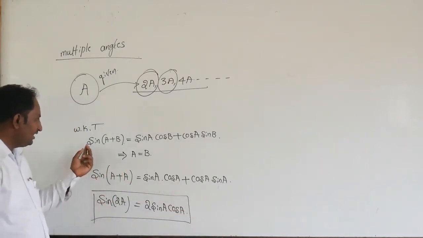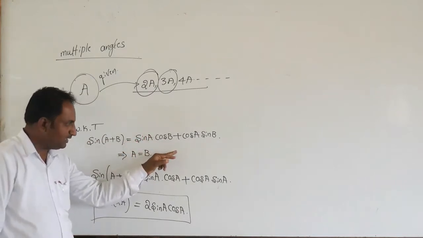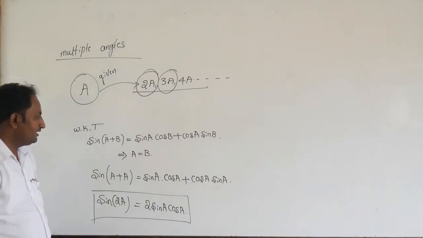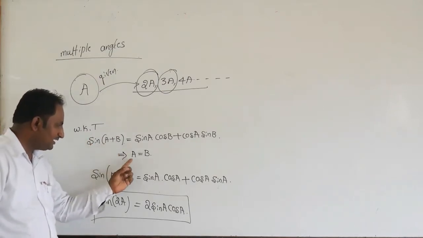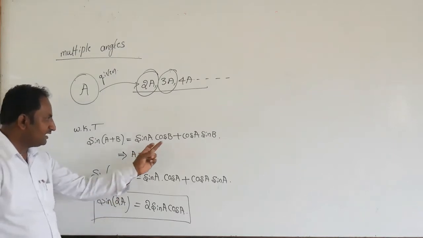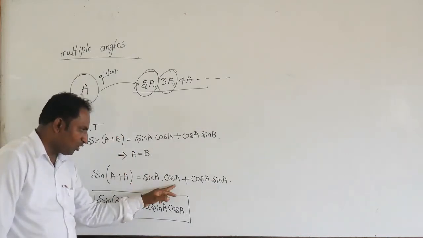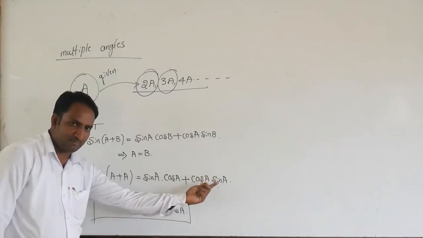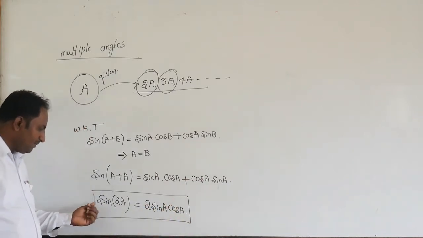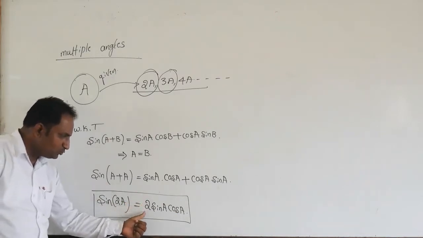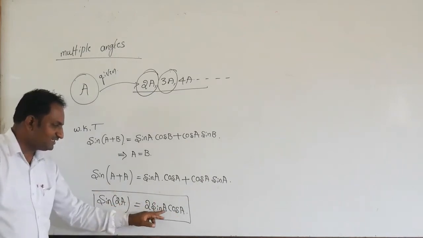This formula comes from sin of A plus B, which is sin A cos B plus cos A sin B. Suppose angle A is equal to angle B, then we can put A in place of B. A plus A gives 2A. Then we get sin A cos A plus sin A cos A, and adding these two we get 2 sin A cos A. Remember the formula: sin of 2A is equal to 2 sin A cos A.